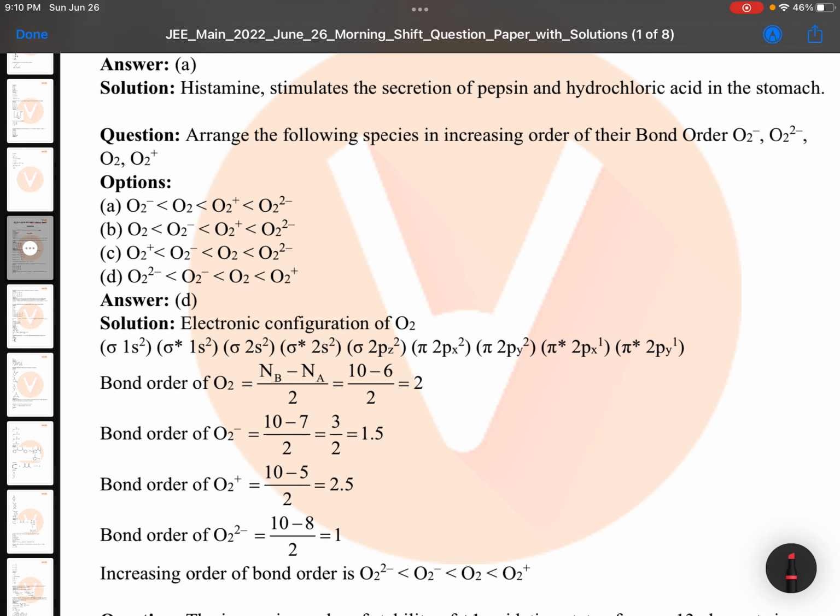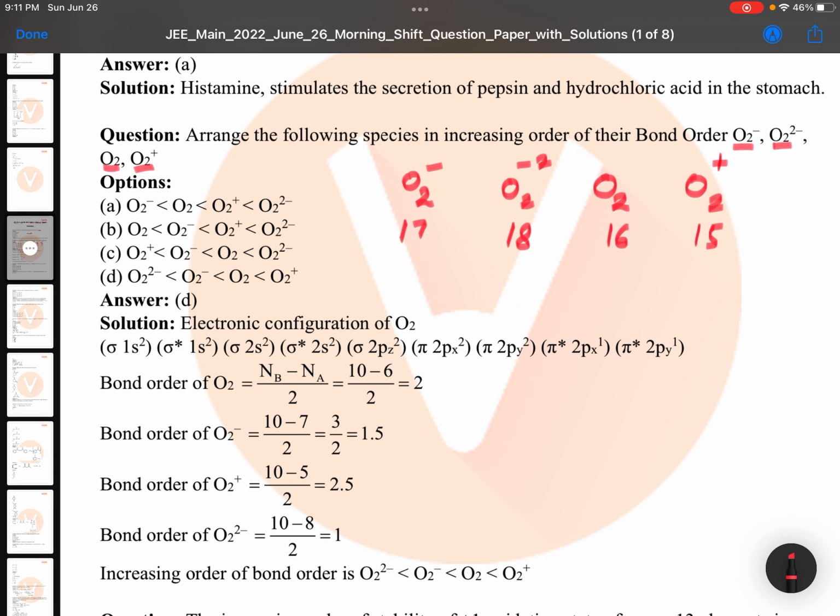Arrange the following species in the increasing order of their bond order: O2 minus, O2 minus 2, O2, and O2 plus. This is a repeated question. Just see the number of electrons, you can say easily. O2 minus has 1 electron extra, 17. O2 minus 2 has 18 electrons. O2 has 16 electrons. O2 plus has 15 electrons.